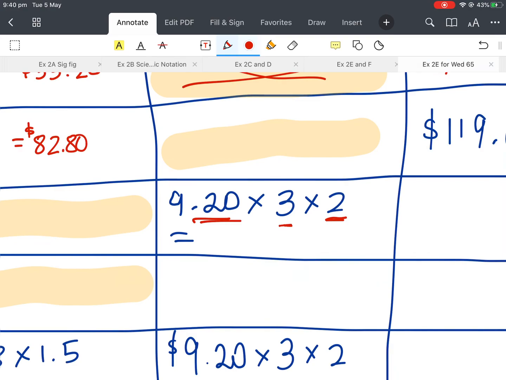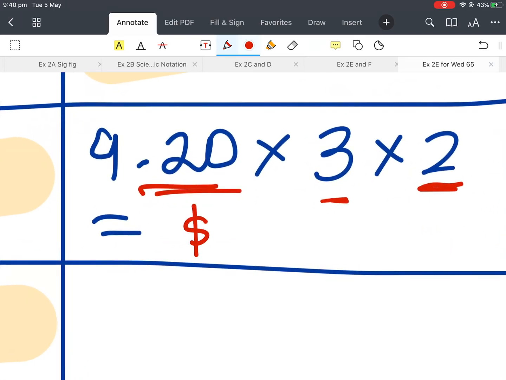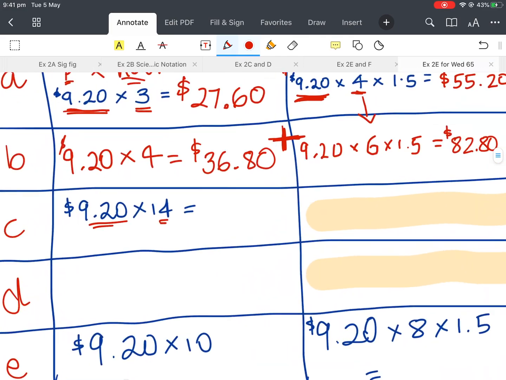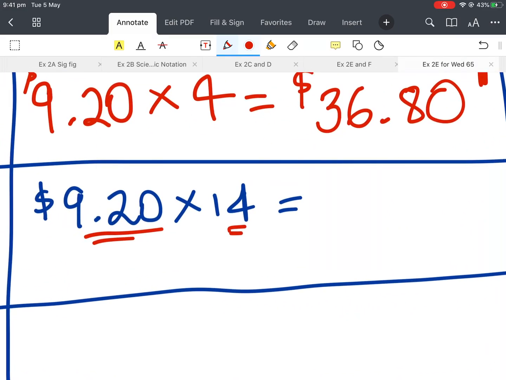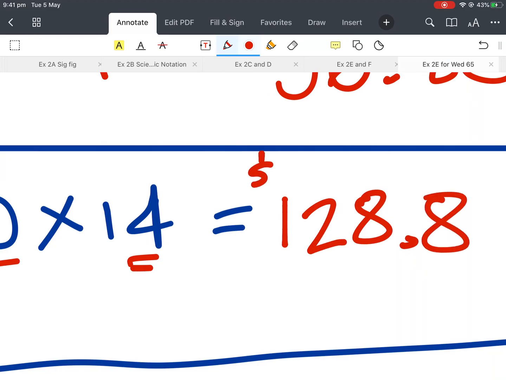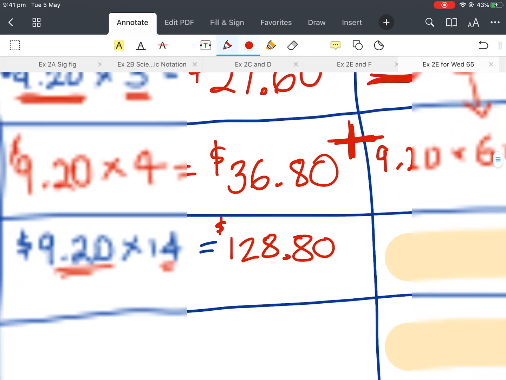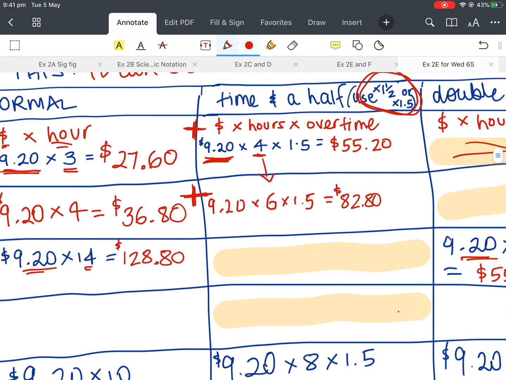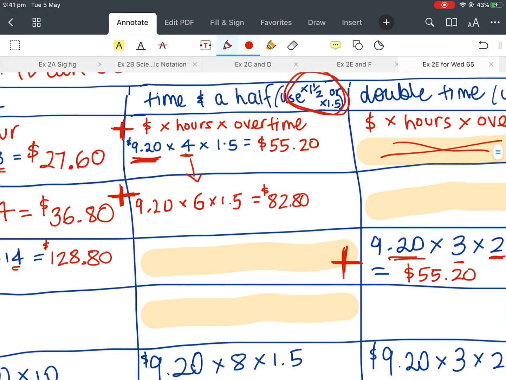All right, let's do this calculation since we're here so it doesn't freak out on me. So on my calculator, I'm going to do 9.20 times 3 times 2. What did you get? I got 55.2. 55.20, please. Okay, going back to this one here, 9.20 times 14 gives me 128.8. So that's $128.80.